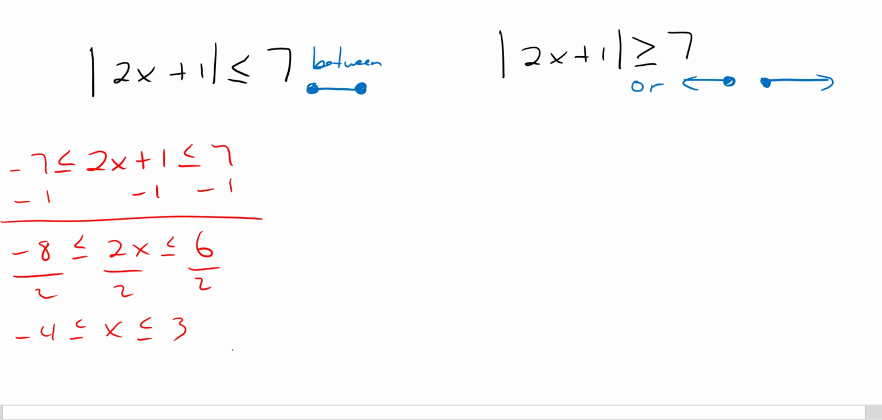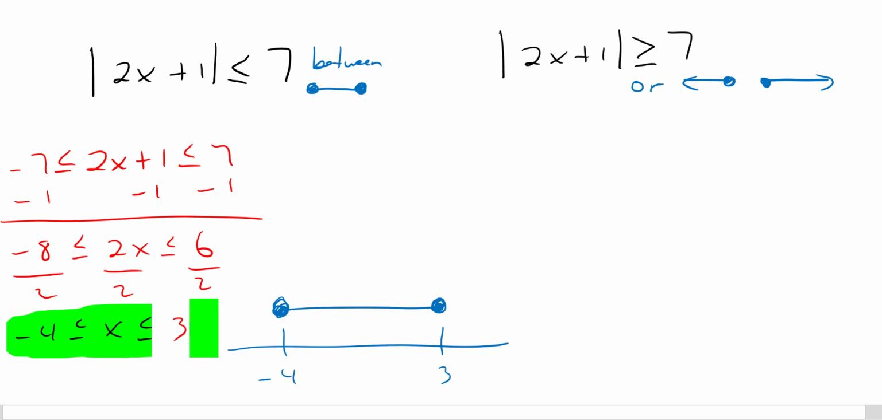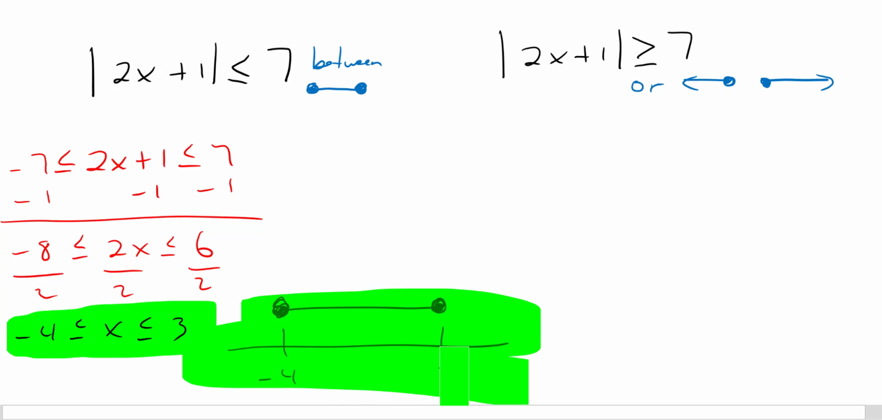Okay, so your graph looks like this, guys. I know it's a barbell. I know it is. So it's negative 4 and 3, and these are solid dots. And that's the answer. So you've got two parts to it. This is the answer, and the graph is the answer.